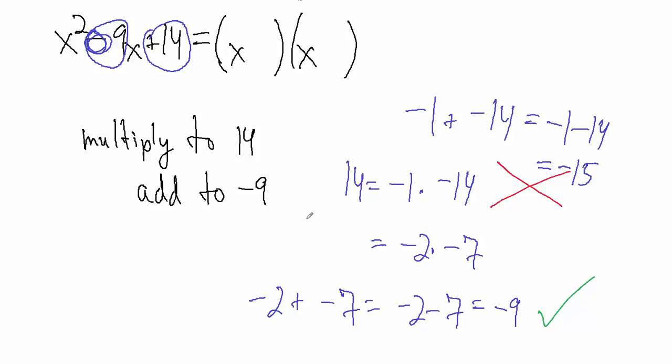So if we come back up here, what we just found out was that the two numbers we're looking for are negative 2 and negative 7. So here we put negative 2, and then here we put negative 7. And then that gives us our answer. X squared minus 9x plus 14 factors into x minus 2 times x minus 7.